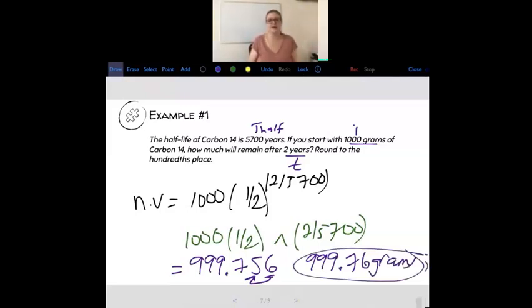It doesn't decrease by a whole lot. It takes 5,700 years to reduce by half, which would be 500 grams from our starting amount. And so for only calculating 2 years, it doesn't go down by very much.